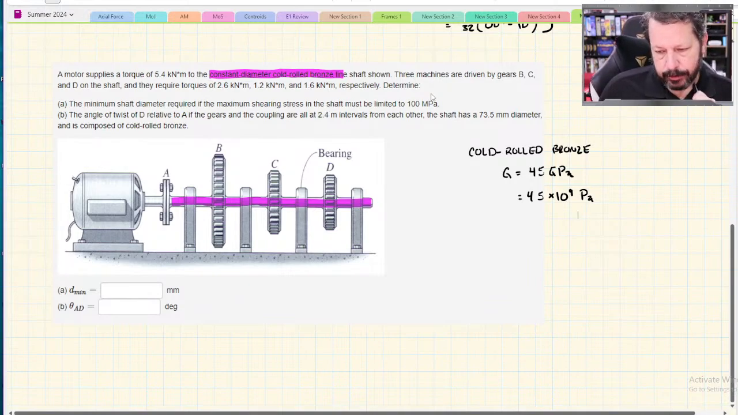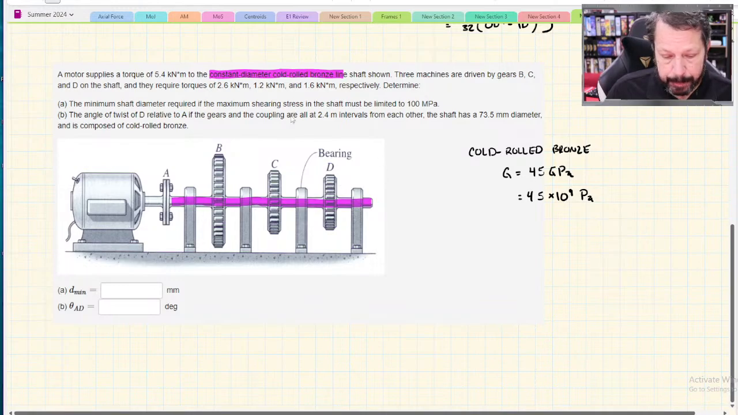Three machines are driven by gears B, C, and D. So B, C, and D, we don't know what they are, but somehow machine B is driven by this larger gear, C is driven by this middle gear, and whatever machine D is driven by the last gear. What we do know is the amount of torque that each of those machines use to do whatever their job is. And so we have that.